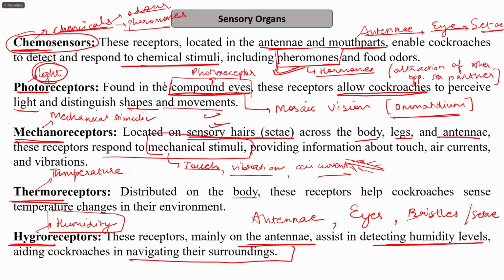For example, this is very important. It might be asked: photoreceptors are present on which structure of the cockroach? So photoreceptors are found in the compound eyes that allow them to perceive the light and distinguish between the shapes and the movements. So such questions might be asked from these.